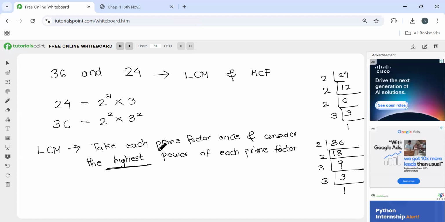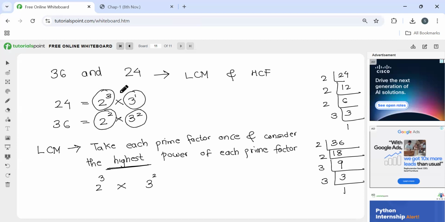You take each prime factor once and consider the highest power of each prime factor. Here we have only two numbers. In both cases, you have only two numbers, that is 2 and 3. So you take both 2 and 3 once and take the highest power of each prime factor. The highest power of 2 among 2 raised to 3 and 2 raised to 2 is 3. So you take 3, and the highest power among 3 raised to 1 and 3 raised to 2 is 2.